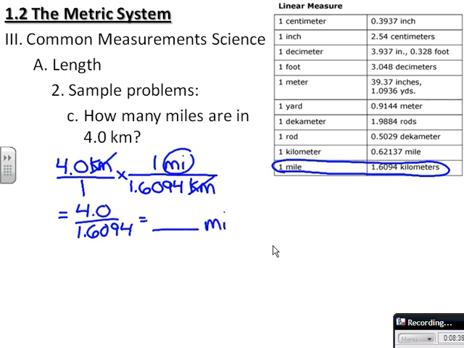I'll let you guys practice the simple division there to come up with the answer. But that's how that particular problem would be set up. So remember, start with the value given, multiply by the conversion factor that you see here, and then you carry out the division and you get your answer.